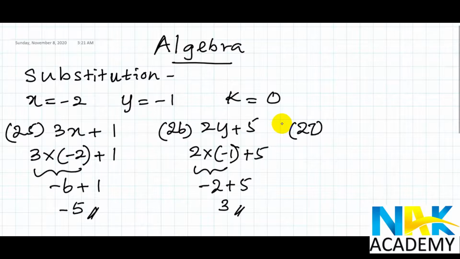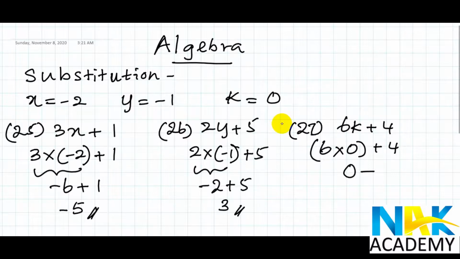And question number 27 is 6k plus 4. So the value of k is equal to 0, so I am going to replace k by 0, plus 4. Any number you multiply by 0 in mathematics you get 0. 6 multiplied by 0 is 0. Any number you multiply by 0, the answer will be 0. So 0 plus 4 is equal to 4.